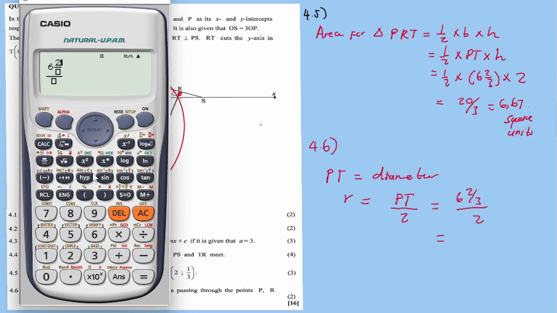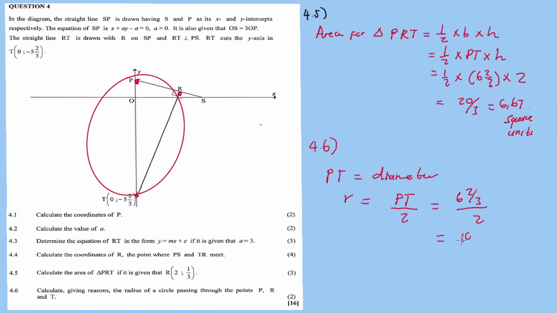6 2 over 3 divided by 2 is 10 over 3. This is your answer. Units. Okay, I hope you enjoy this video.